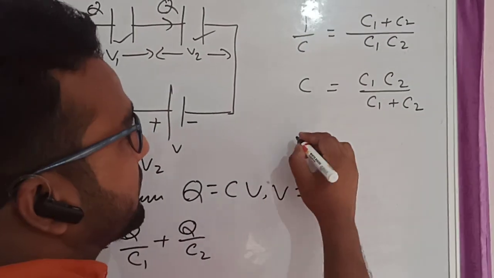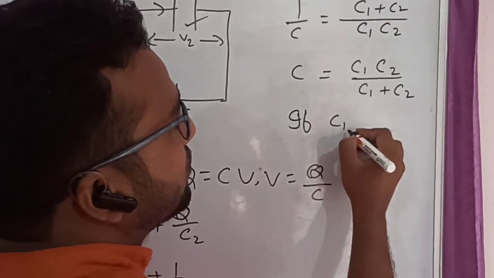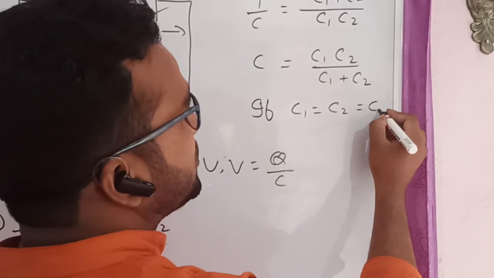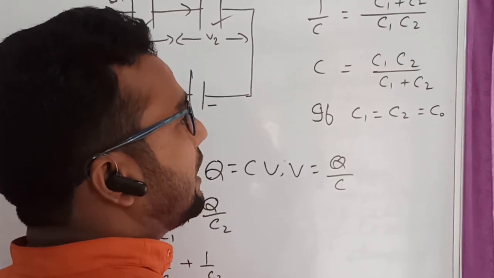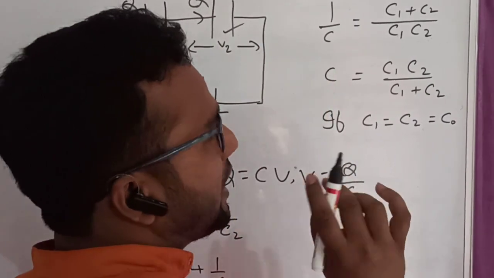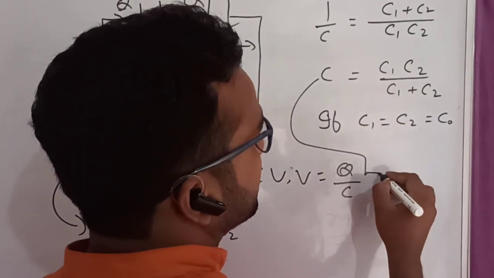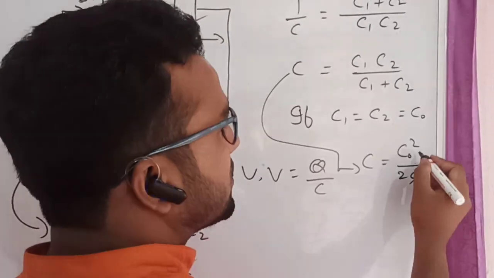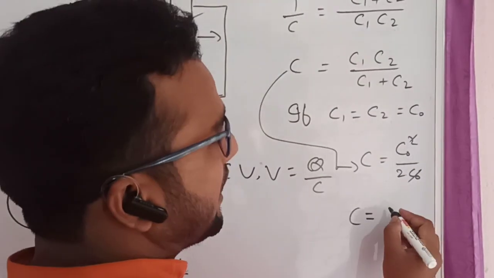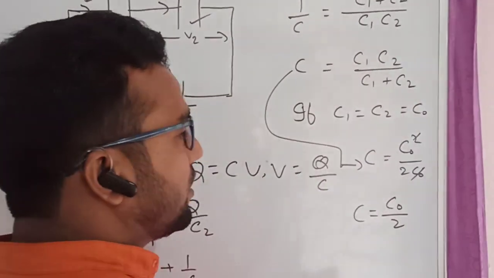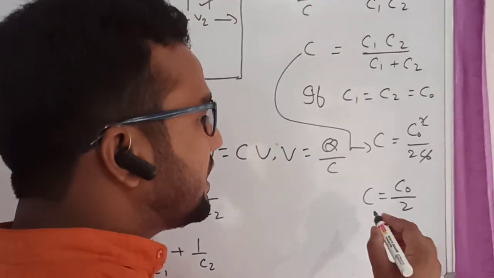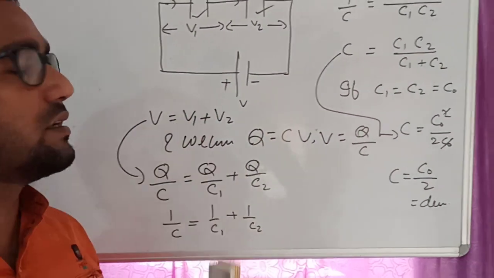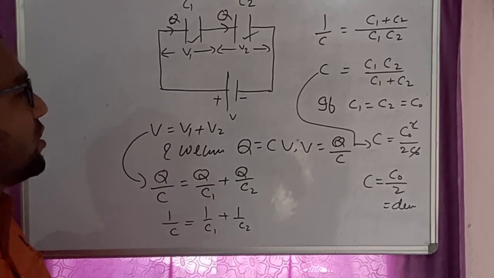Now suppose the values of C1 and C2 are the same, say C0, meaning these two have identical value. Then in this equation C will be C0 square by 2 C0. C0 will cancel and finally we have C0 by 2. So now the value is decreased, meaning in series combination the value of capacitance decreases. Now this is the main funda of series combination.